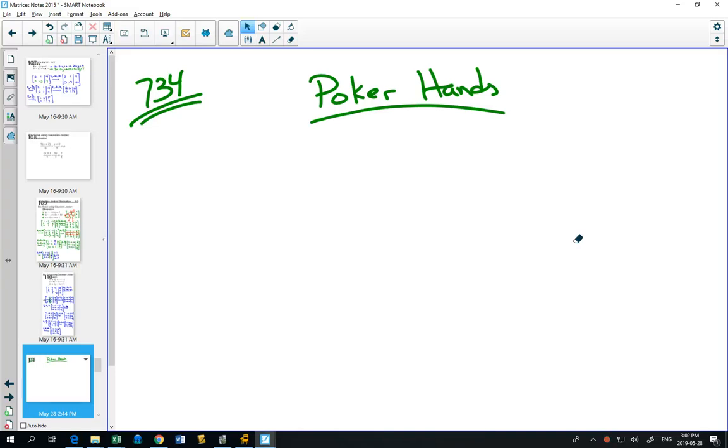On page 734 in your note booklet is a blank page. What we're going to look at is how we can use combinations to count certain poker hands and figure out why in poker some hands are better than others.